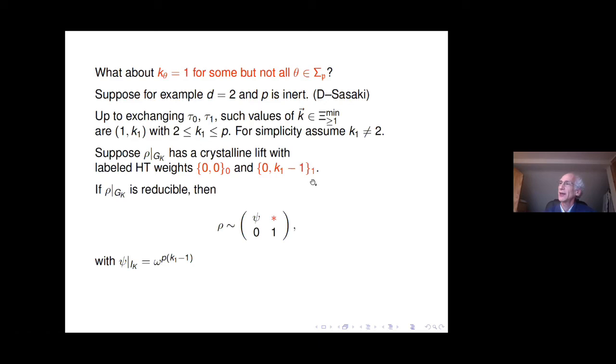So, the local representation might be reducible or it might be irreducible. Let's first look at the case where it's reducible, at least in the Fontaine-Laffaille range, where you can immediately see that if the representation is reducible, then it has to have this shape. It has to be an extension of trivial by a character whose restriction to inertia is a small power, the k1 minus first power, of the corresponding fundamental character. So this would be omega corresponding to tau one raised to the k1 minus first power.